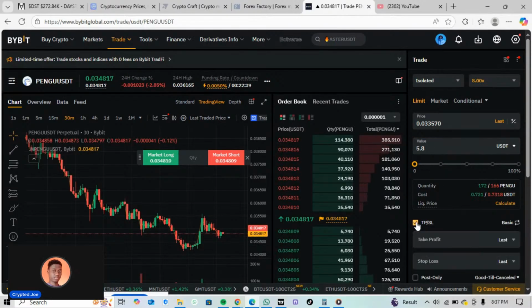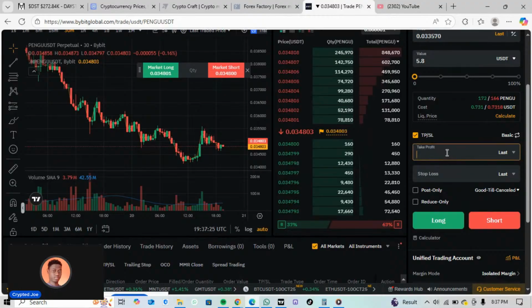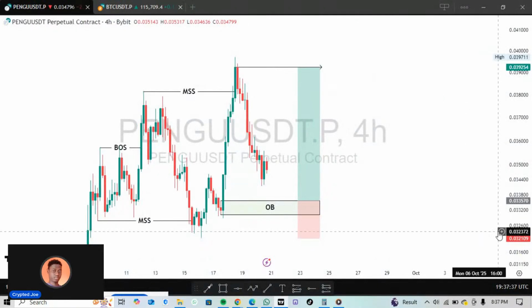Then the TPSL box, you activate it. Now, first thing first, type in your stop loss to see if you're actually going to lose that amount you said you will lose. You understand? So this stop loss, you input it from TradingView or from the signal given to you, 0.032109.